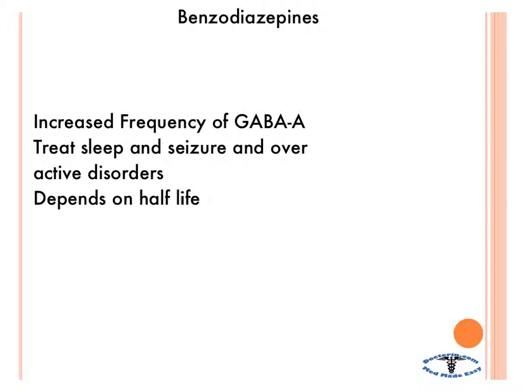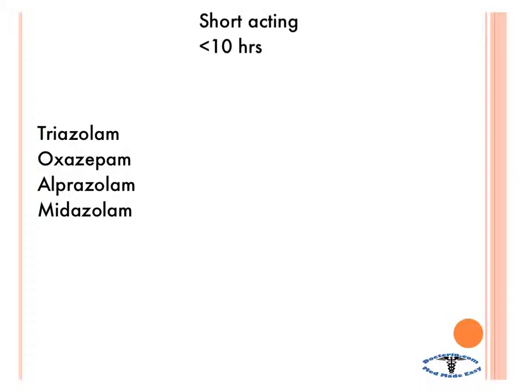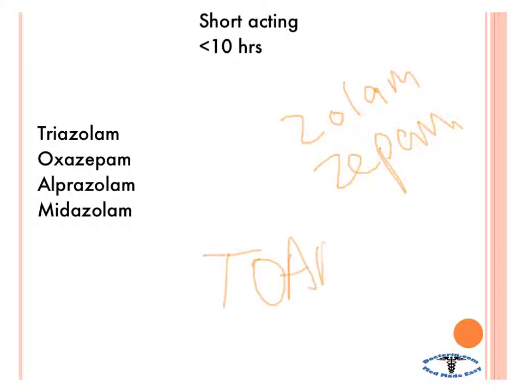And basically, how they work and their side effects depends on half-life. So the short-acting benzodiazepines are triazolam, oxazepam, alprazolam, and midazolam. And all the benzos end in zolam or zepam, okay? And these are the short-acting ones, which means their effect wears off within 10 hours. So just think of TOMA, okay? But there is also another T benzodiazepine, so you have to think of triazolam as well, okay? So TOMA is the short-acting ones.